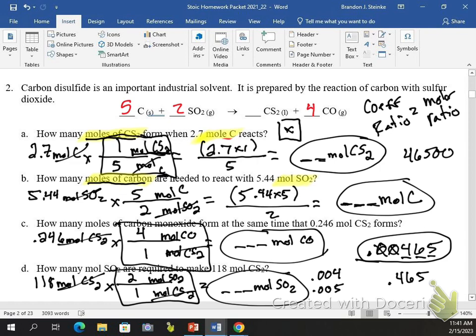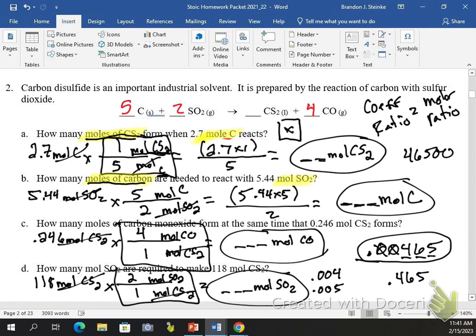All right? Now, when we look at this, what is the common thing through all of these questions so far? They're all one step because what do we always start in? What unit do we always start in? What do we always end in? Moles, right? That's why it's just one step.